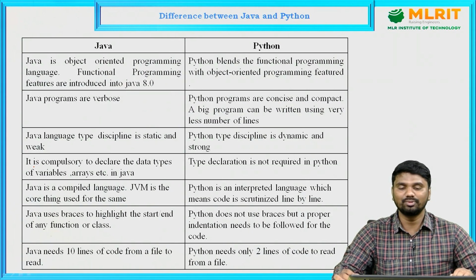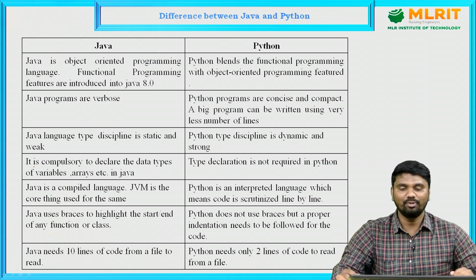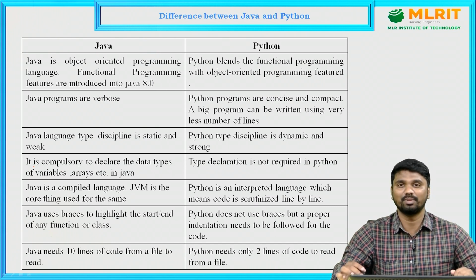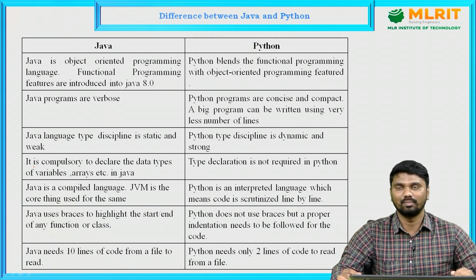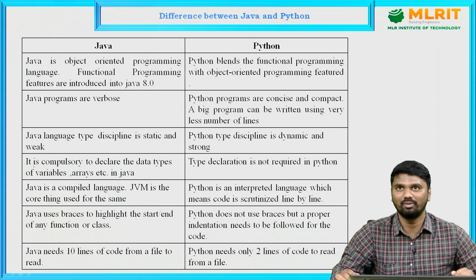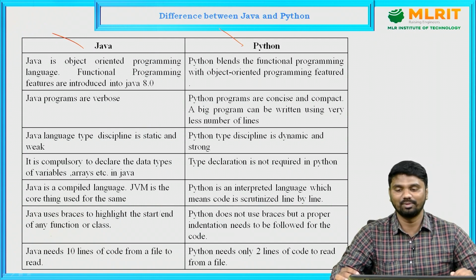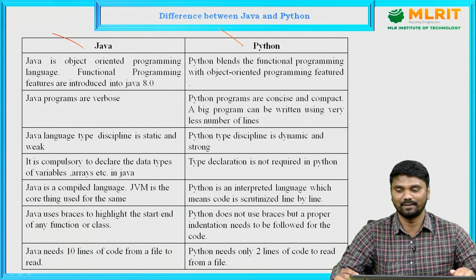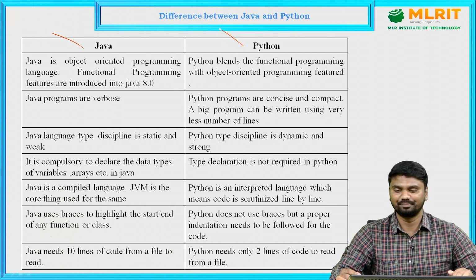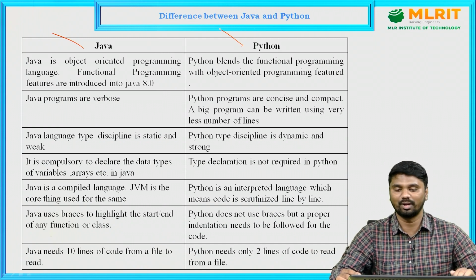Next, we have to know the main differences between Java and Python. Why do we have to know? Whenever we know the differences between Java and Python, it will be easy to understand, because both are object oriented programming languages. Java and Python both are object oriented programming languages, but what are the differences between them? We have to know this compulsorily. First of all, Java is an object oriented programming language and Python is also an object oriented programming language.